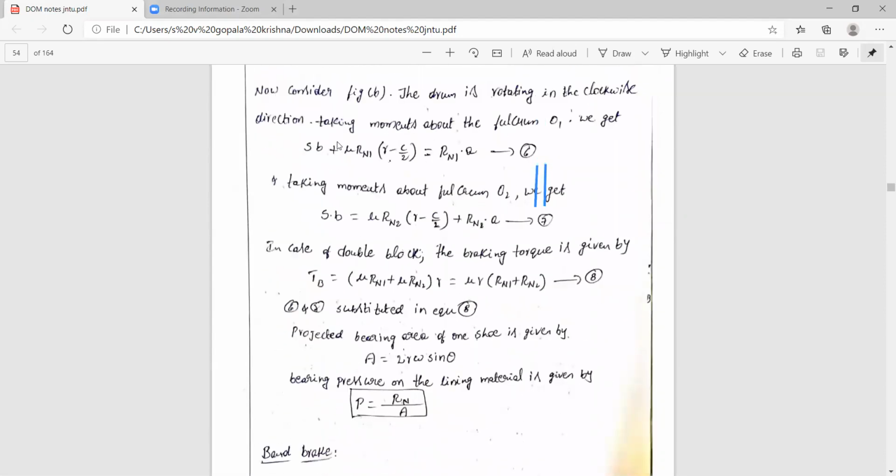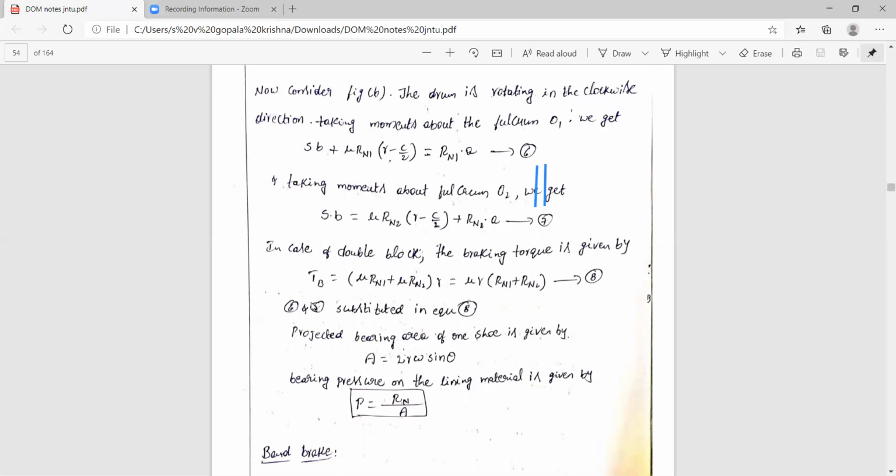So SB plus mu Rn1 into R minus C by 2 equals Rn1 into A. This is taken as equation number 6. Similarly, taking moments about fulcrum O2, the values are SB equals mu Rn2 into R minus C by 2 plus Rn2 into A. That is taken as equation number 7.